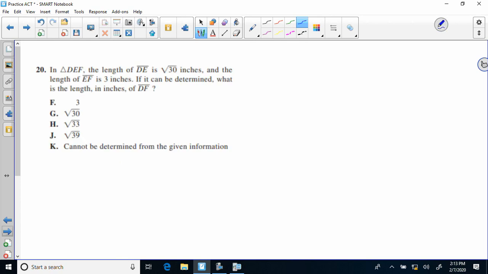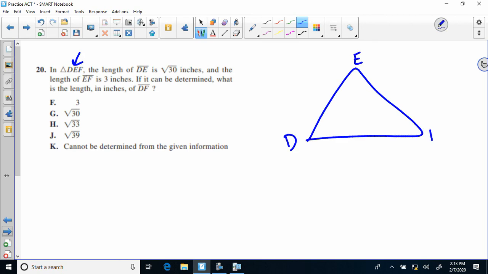It says in triangle DEF, the length of DE is square root 30. They don't tell us that DEF is a right triangle. I have no idea what kind of triangle it is, so I'm just drawing some random triangle and writing DEF. It's not drawn to scale. And it says the length DE is square root 30, and the length of EF is 3. And if it can be determined, what is the length in inches of DF? And the question is, what is this guy?